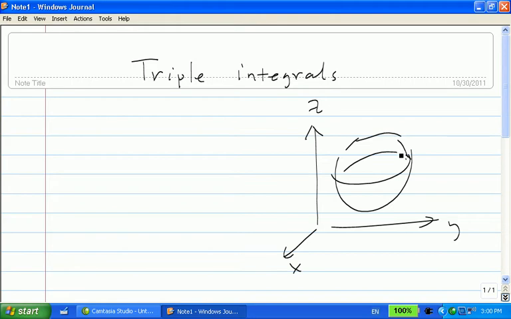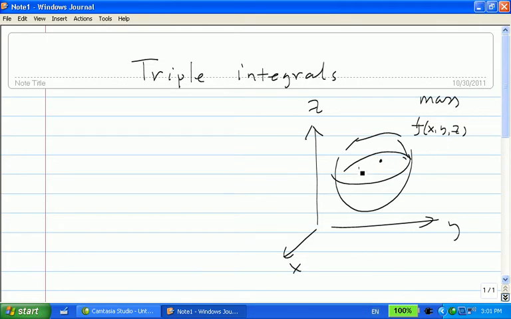Now we want to find, for example, the mass of this solid. If we know the density function f(x, y, z), at every point the density could be different. So for this kind of problem, how do we find the mass for this given solid?